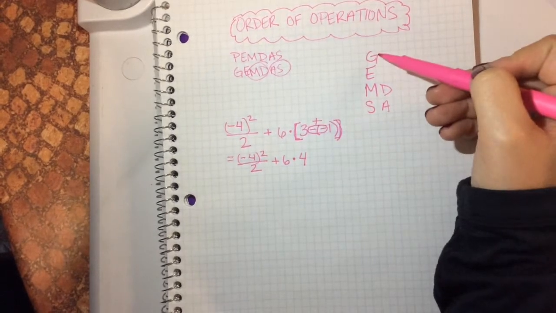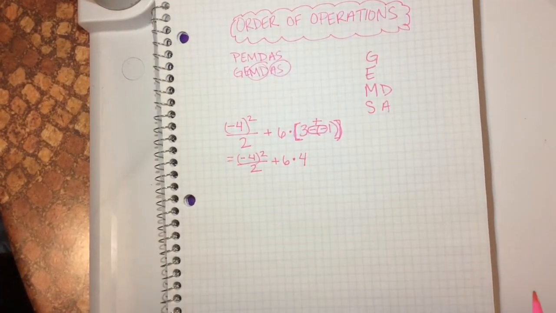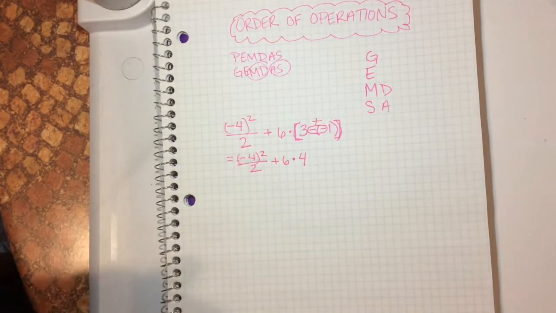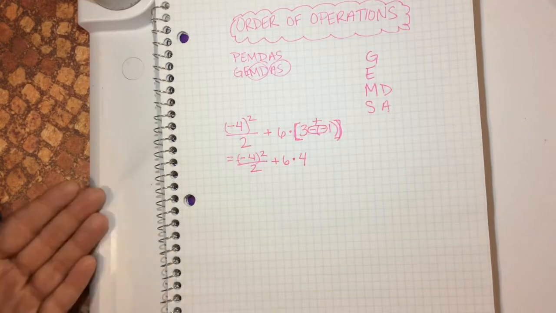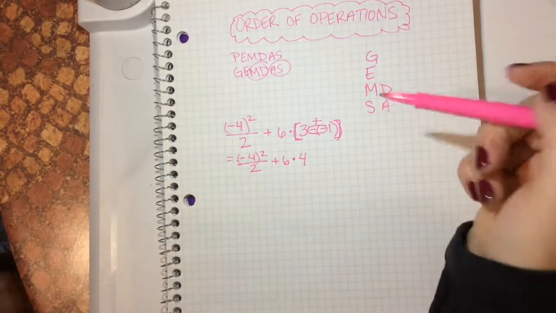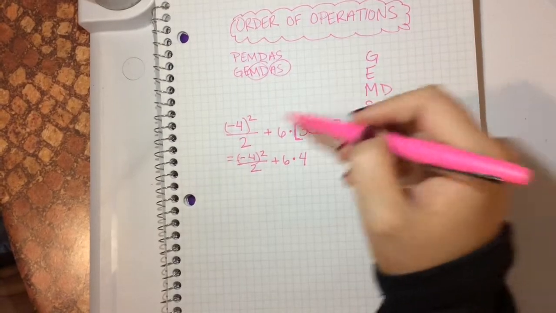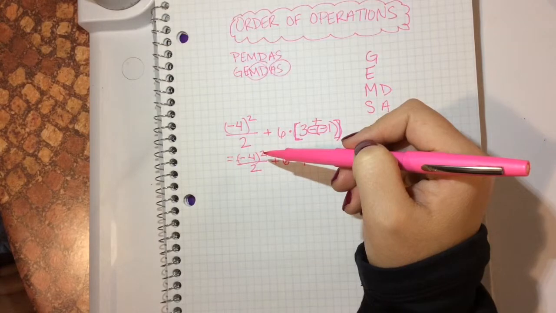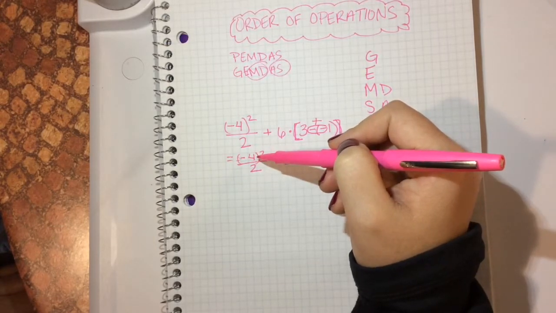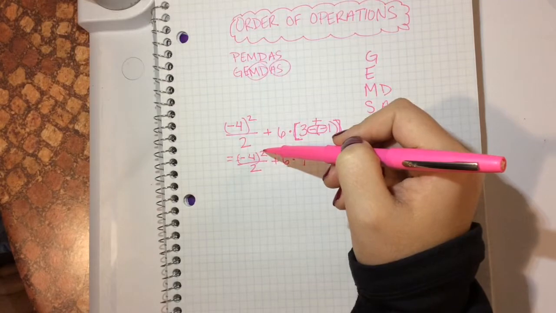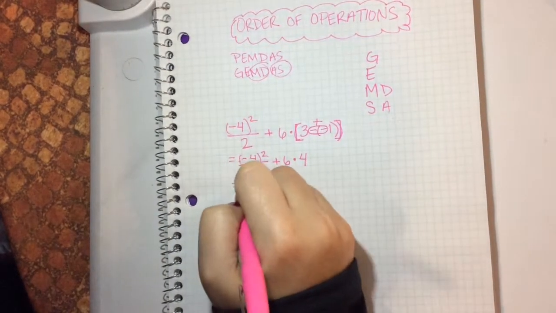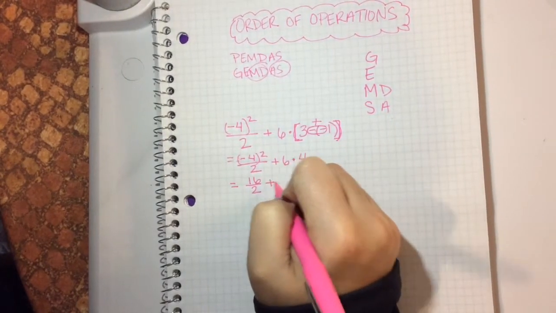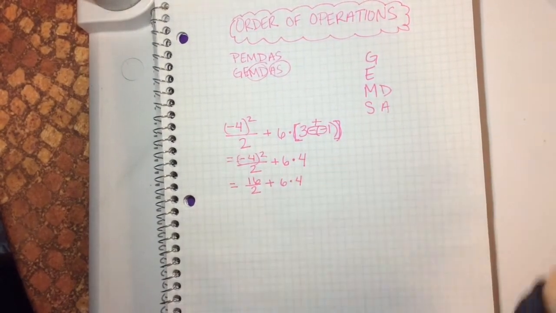So now I'm going to go back here and see, okay, do I have any other grouping symbols? Technically I have parentheses around the -4, but it's not creating a group. So in this situation, the parentheses really wouldn't be a grouping symbol. So the next thing I look at is exponents. And I do have an exponent here because I'm doing -4 squared. Remember, the squared tells me I have 2 factors of whatever's in the parentheses. So 2 factors of -4, which would give me 16. So now I've got 16 over 2 plus 6 times 4.